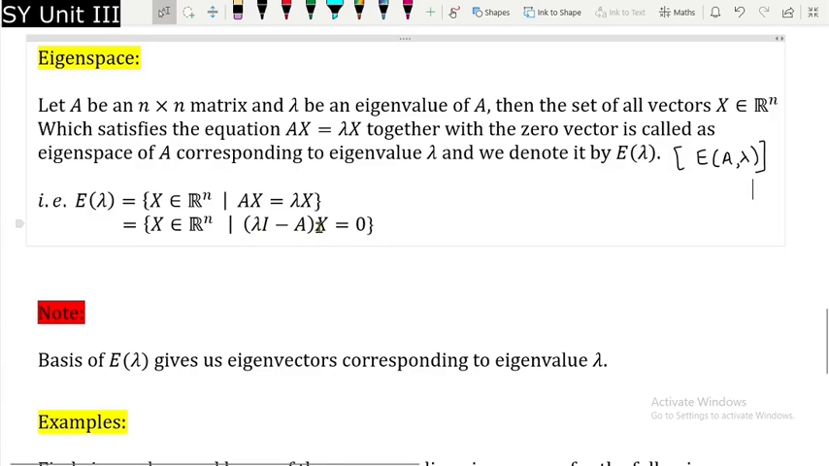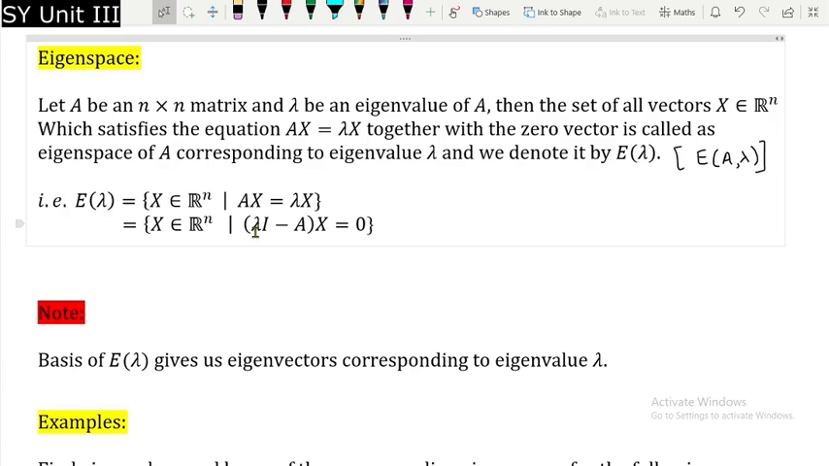Actually, it is a homogeneous system, isn't it? And remember, if the order of the matrix is n, then x belongs to R raised to n. So if you have a 3 by 3 matrix, then this x will belong to R raised to 3. Okay, this is supposed to be understood. So finding the eigenspace is nothing but finding the solution of the homogeneous system, lambda I minus A outside the bracket x is equal to 0, where lambda is nothing but the eigenvalue.